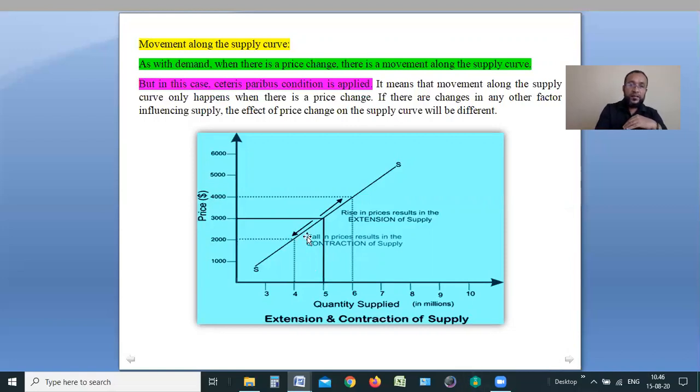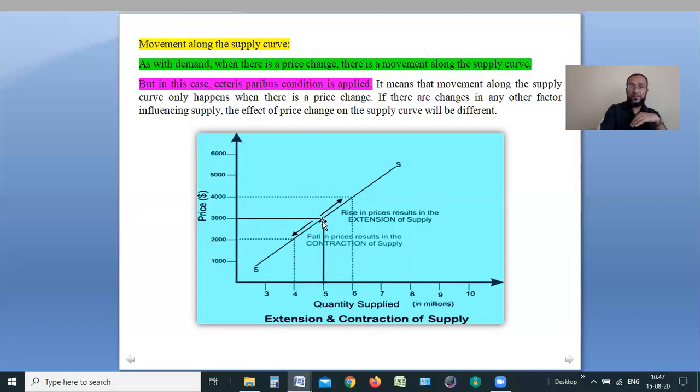Let's look at this diagram. Here on the vertical axis we are showing the price as usual, and on the horizontal axis we are showing the quantity supplied at the given price. For example, when the price for any particular product is $2,000 US dollars, then total supply is 4 million. Okay, so this is the combination. Price is $2,000 and supply is 4 million. Okay, and here another combination, 3,000 and 5 million. Let's start from here.